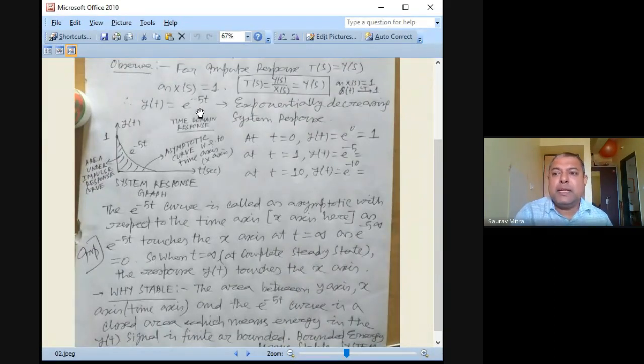So if you are doing it in MATLAB, it will plot it on its own. How can you find it? Substitute t is equal to 0. So if you are substituting t is equal to 0, you find e raised to minus 5 into 0, e raised to 0 is equal to 1, like this.